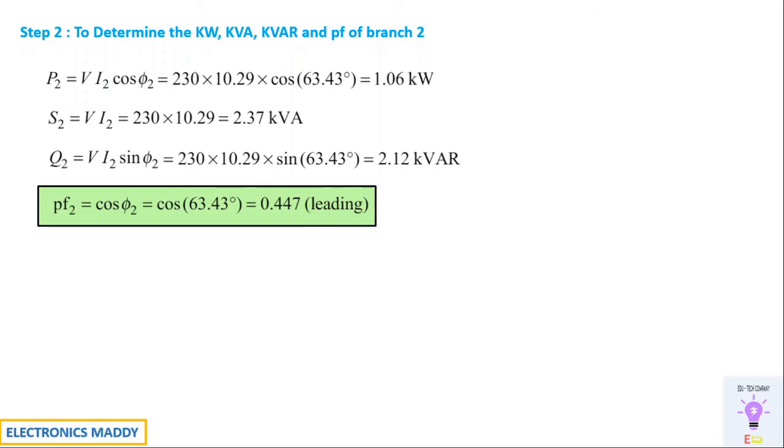So this is how we solve problems related to parallel AC circuits. I hope this has given you enough confidence to approach these types of problems.